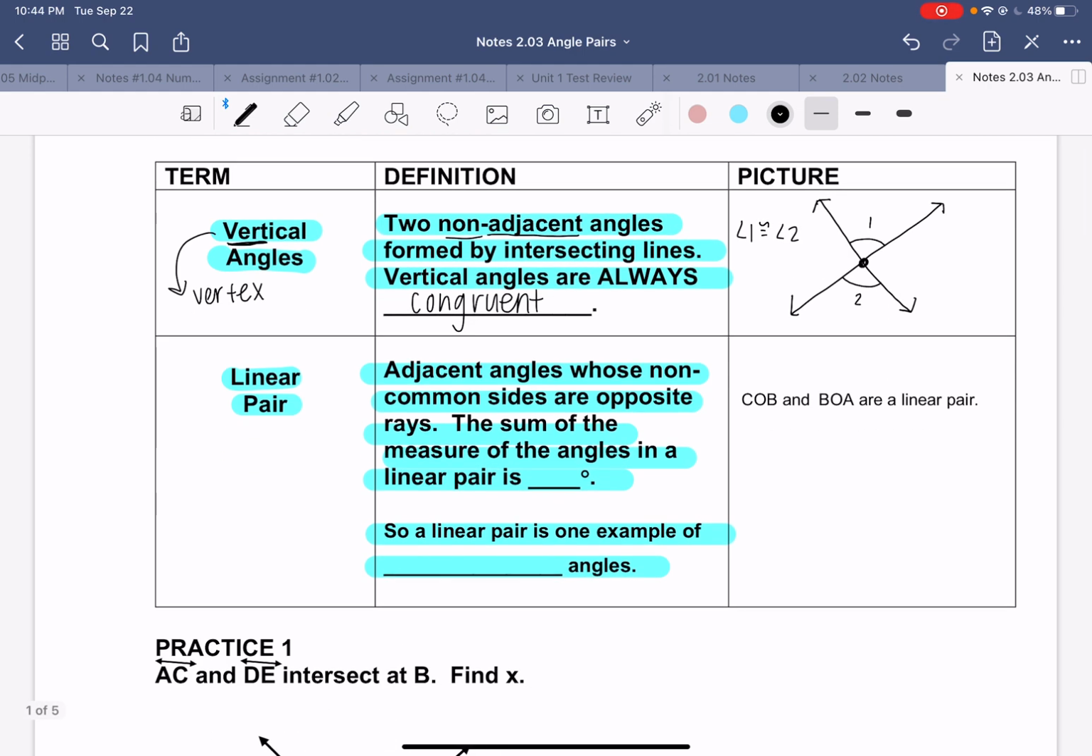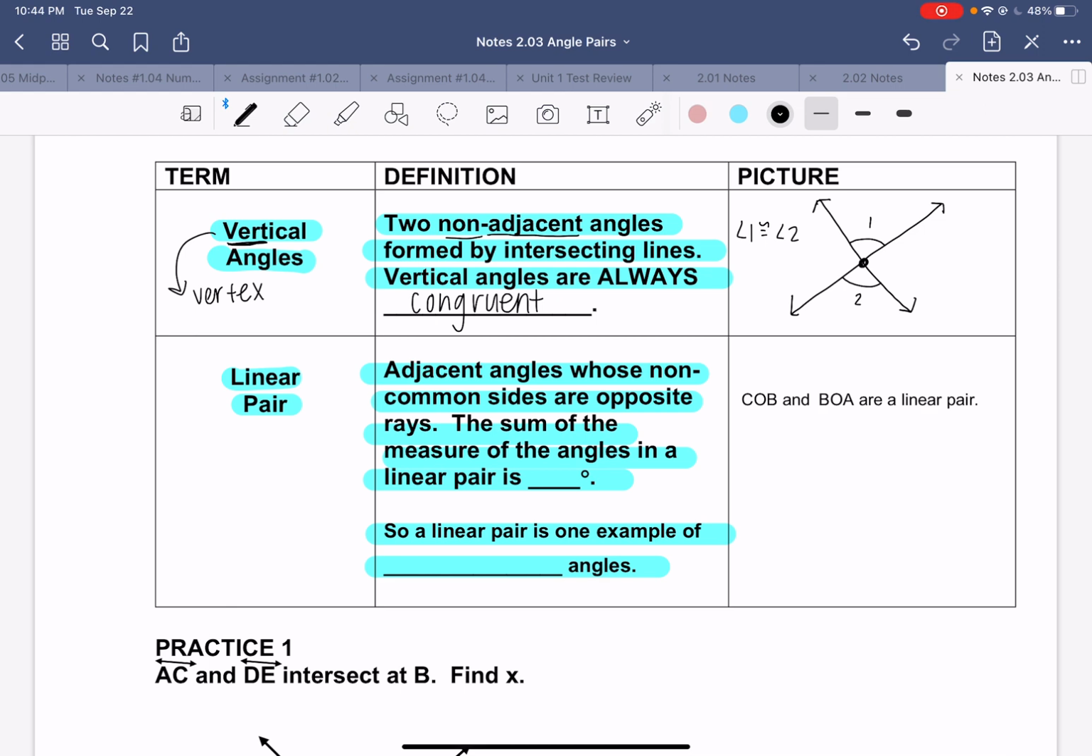All right, a linear pair. So what does linear mean again? We learned it when we were talking about... oh, collinear. Okay, thank you. I'm telling you thank you. Anyways. Okay, linear pair.